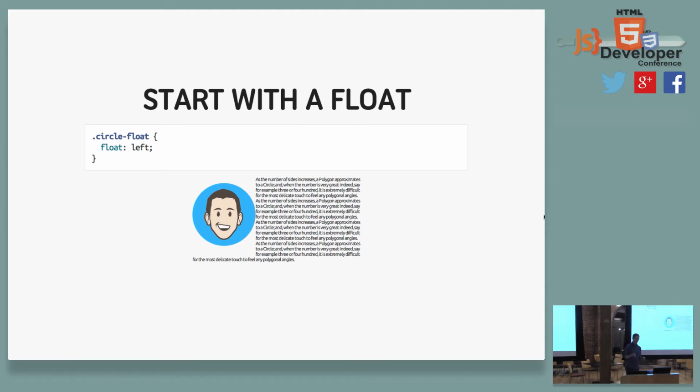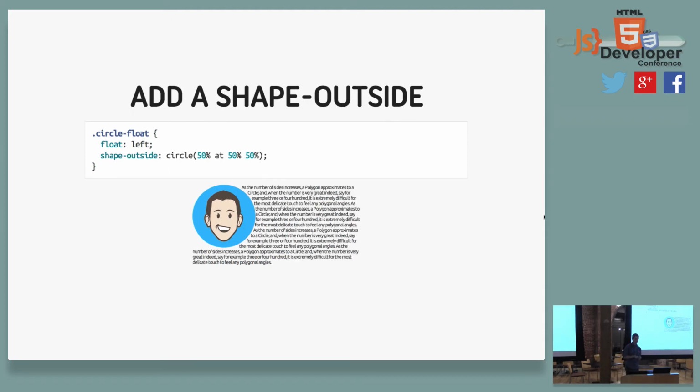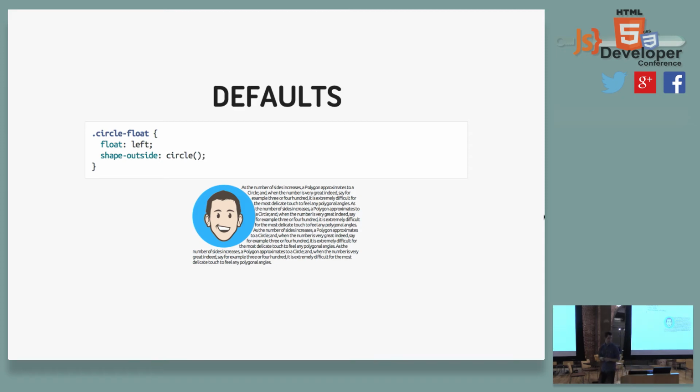So shapes to the rescue. We use shape outside, and we use the circle syntax. So 50% is the radius, at, and then 50% would be the position in which the center of the circle is placed. These are actually the defaults for the circle method, so I can take those attributes out. If you need to change them, of course they're there. But by default, when you use circle, you'll have a 50% circle placed in the center of your item. And this looks pretty good.